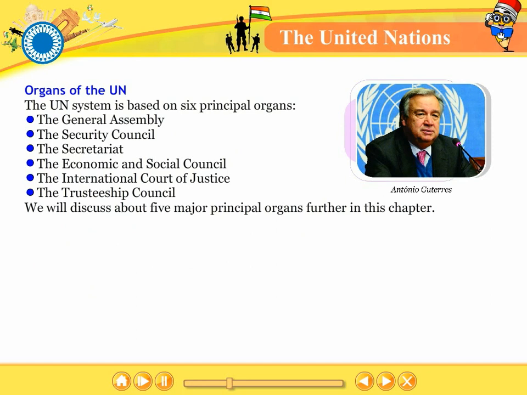Organs of the UN. The UN system is based on 6 principal organs: the General Assembly, the Security Council, the Secretariat, the Economic and Social Council, the International Court of Justice, the Trusteeship Council. We will discuss about 5 major principal organs further in this chapter.